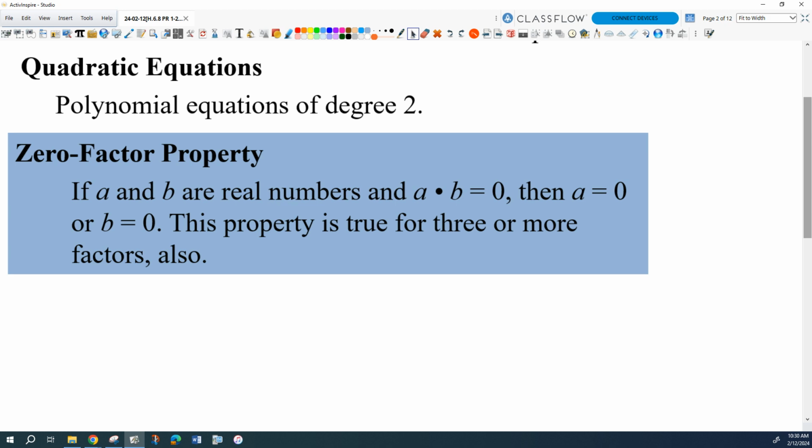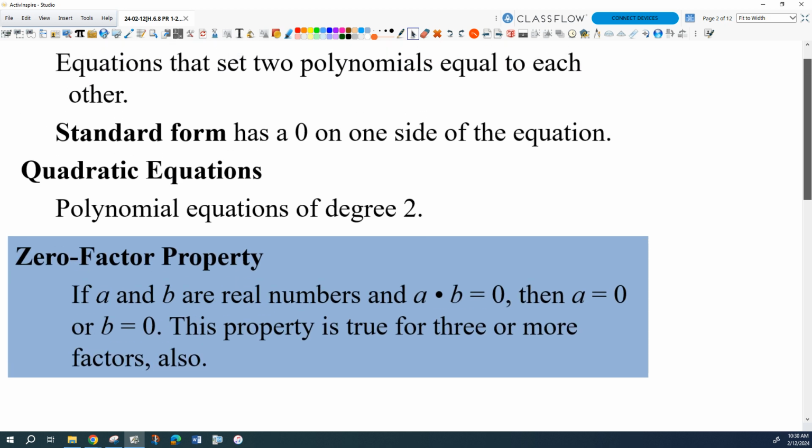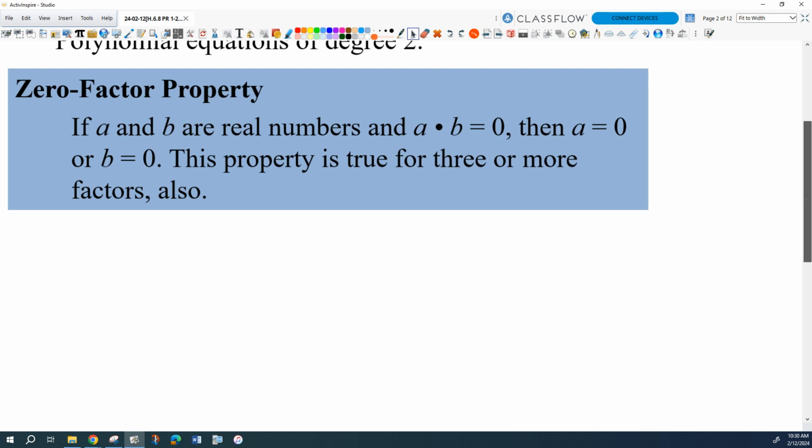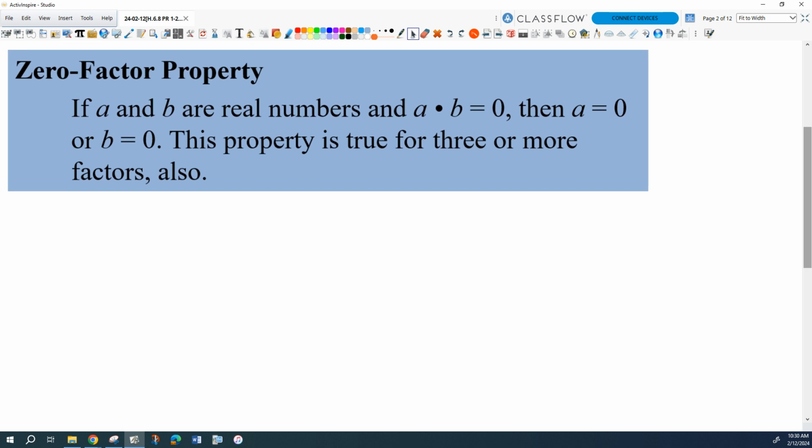Okay, so what is our strategy? Well, once we get the polynomial into standard form where it's set equal to 0, our goal then is to factor whatever's left on the other side. We get some polynomial equal to 0. And we want to factor the polynomial and then apply the zero product property, a lot of times it's called the zero product property or the zero factor property. It means the same thing.